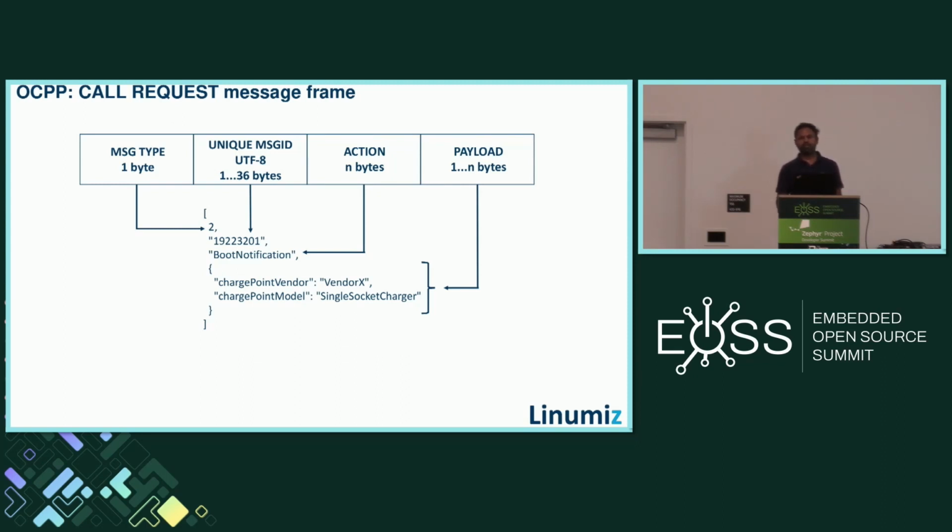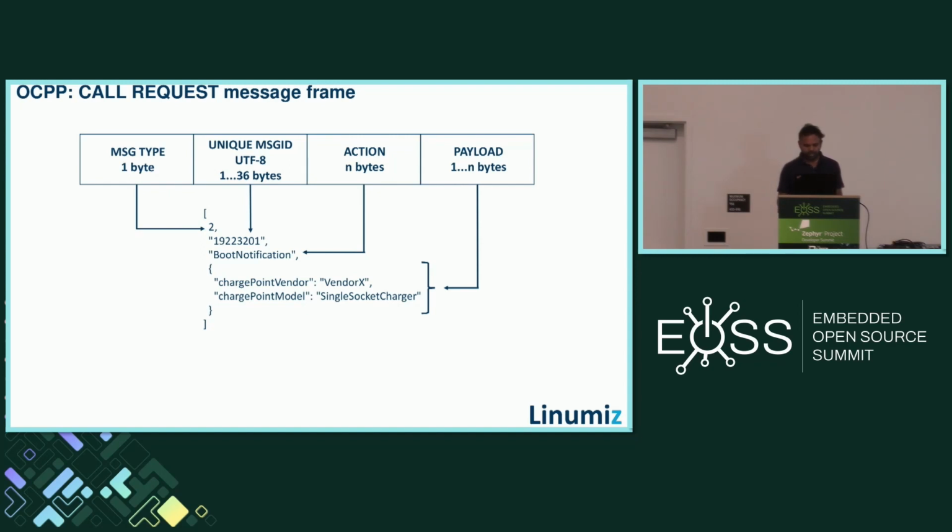The payload we have used in this presentation: there are two types of payload, or PDU message format, supported in OCPP 1.6. One is the JSON format, and another one is SOAP. But with the later version, 2.0, we have only the JSON format. So throughout these slides, we have used only the JSON format.